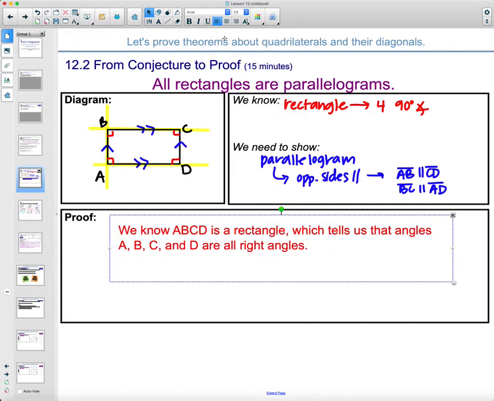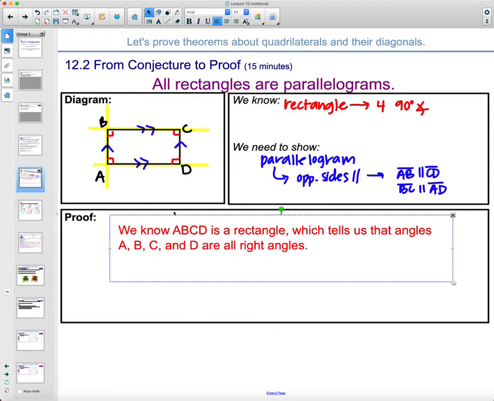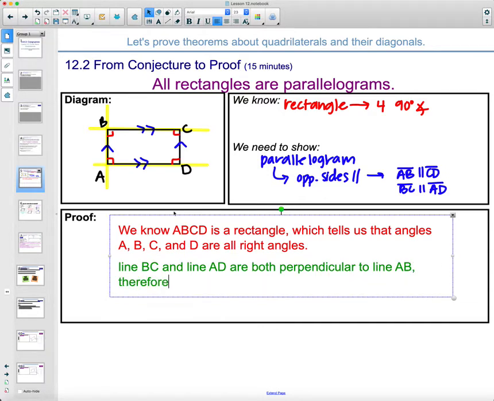Then what we did was go on to prove that the lines were parallel. So then we said line BC and line AD are both perpendicular to line AB. Therefore, BC is parallel to AD. So BC and AD were both perpendicular to AB. That means they're parallel. And then we can also do the other one.